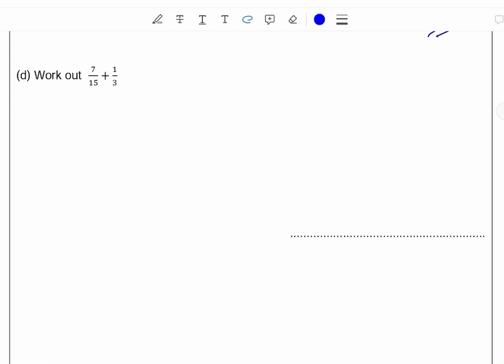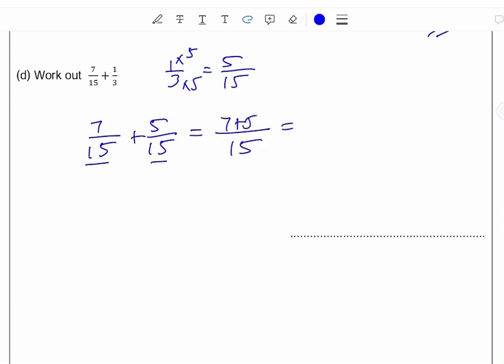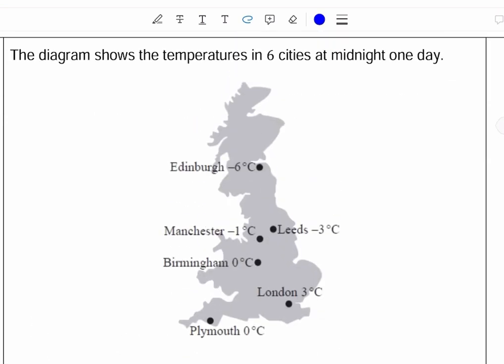Next question, you're adding two fractions with different denominators. Make sure they're both out of 15. So let's make an equivalent fraction. Multiply 1/3 by 5 and you get 5/15. Then you can just add your numerators together, which gives you 12 out of 15, 12/15.